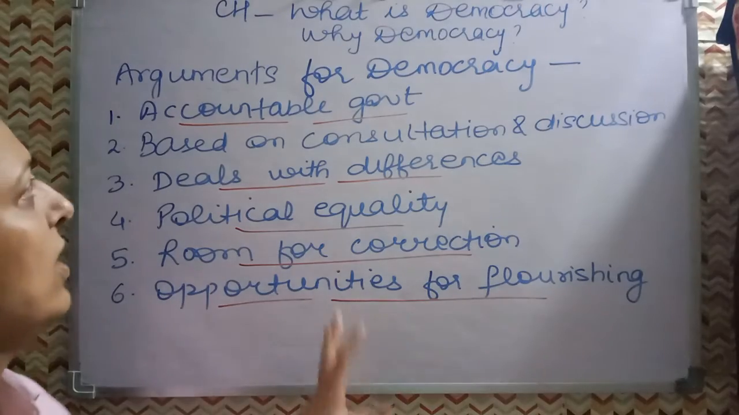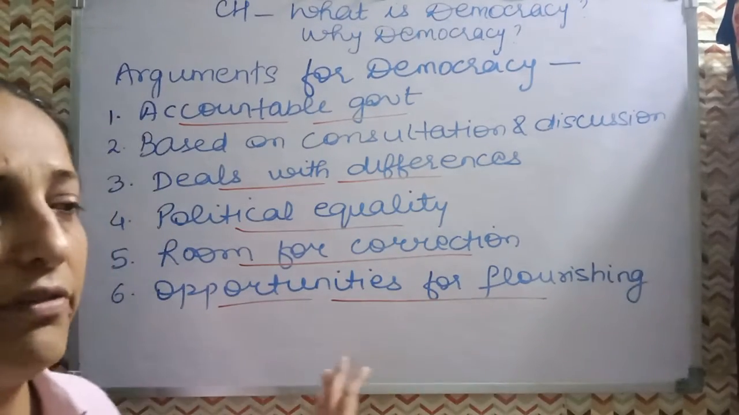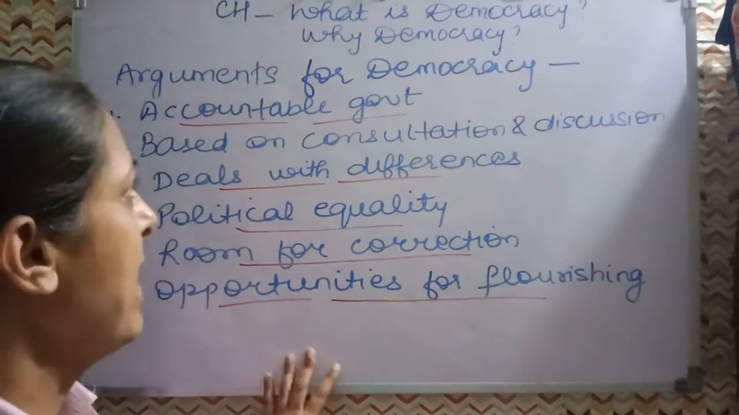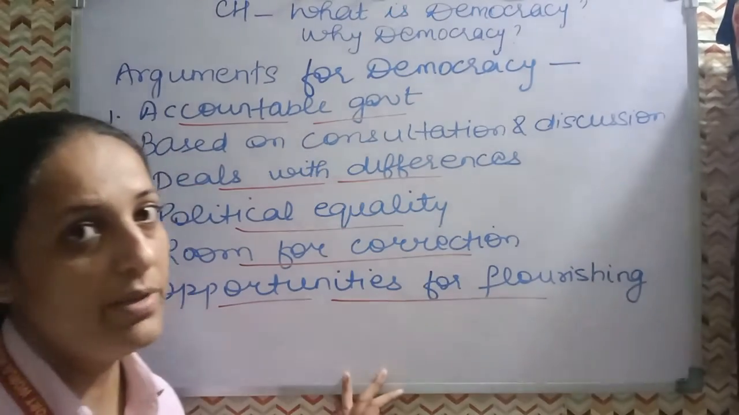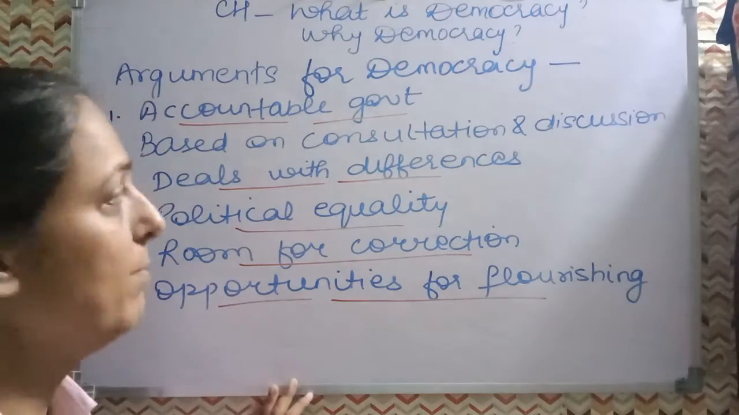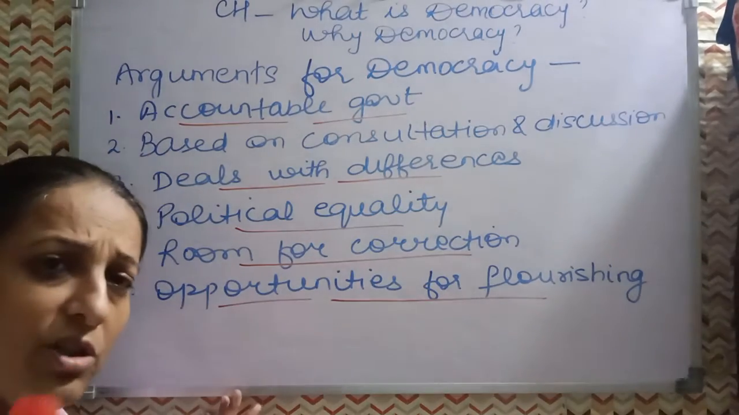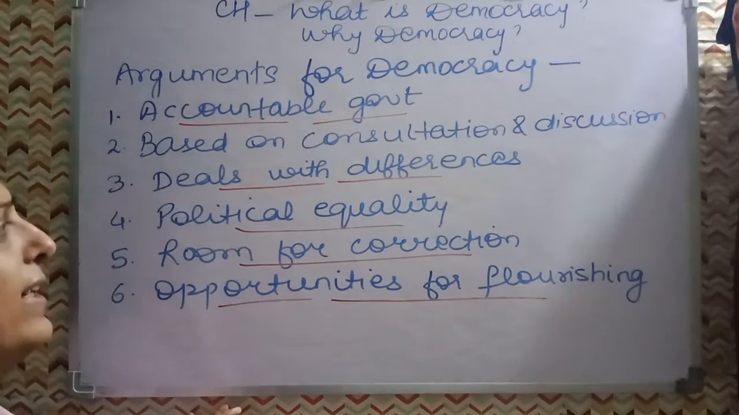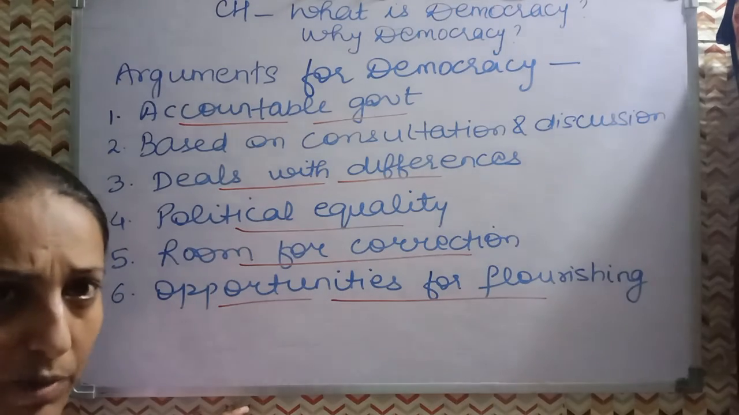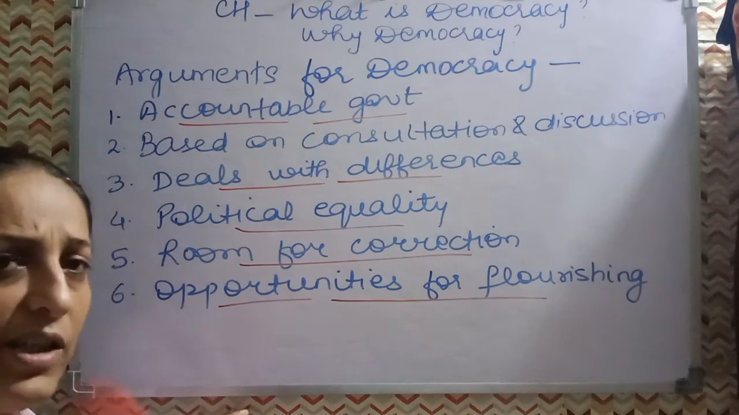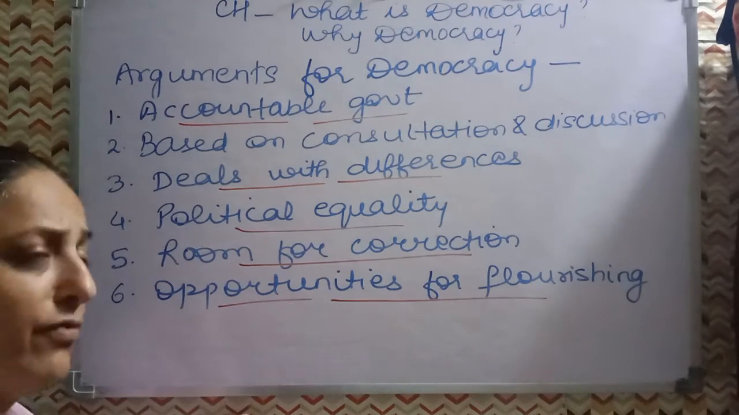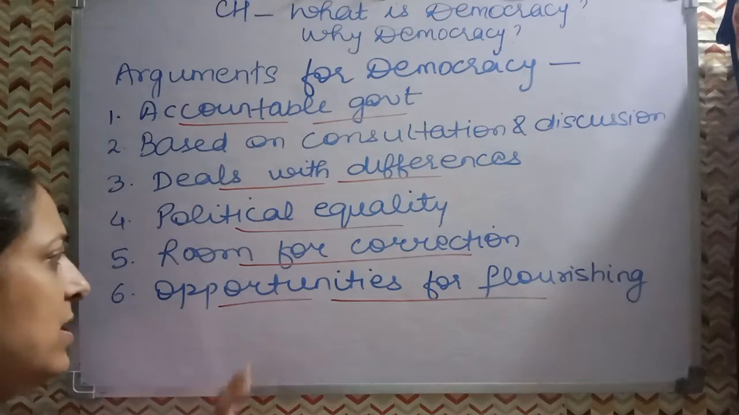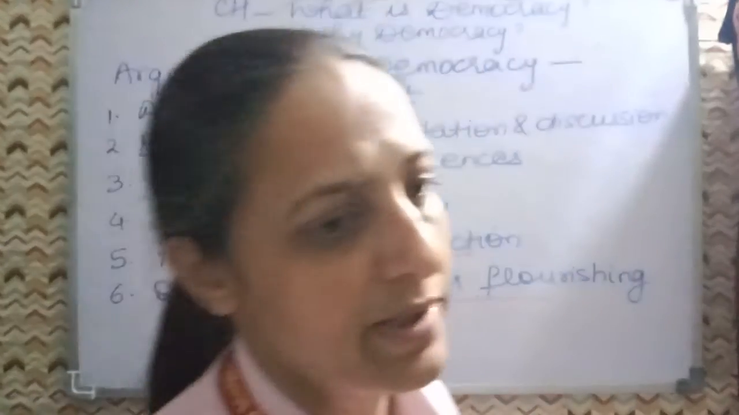So these were all the arguments which work in favor of democracy. We have adopted this system because of all these merits: in a democracy we can hold the government accountable, and a lot of discussion and debate happens. Differences can also be dealt with very easily. Political equality enhances the dignity of citizens. There is room for correction, as any mistake made can be corrected in a democracy. And there are opportunities for personal growth.